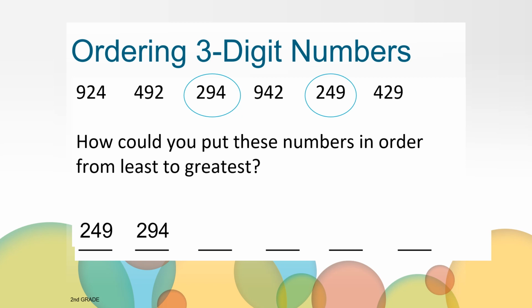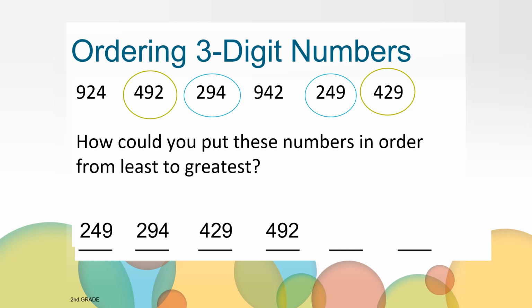Let's continue. Which of the remaining numbers has the fewest or least number of hundreds? That's right, 492 and 429. How will we figure out which one is less? And we'll go next in our order. That's right, we need to compare the digits in the tens place since we already have the same number of hundreds. 429 comes first because it has 2 tens, and 492 has 9 tens.